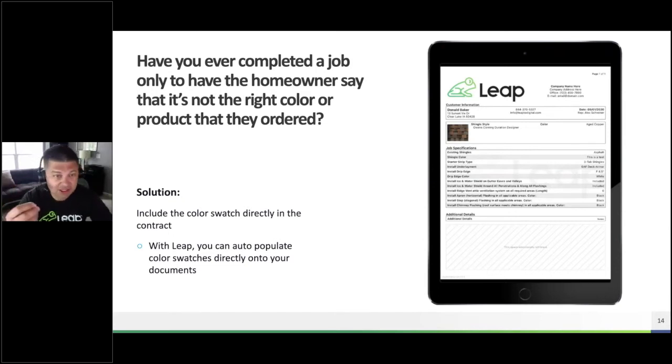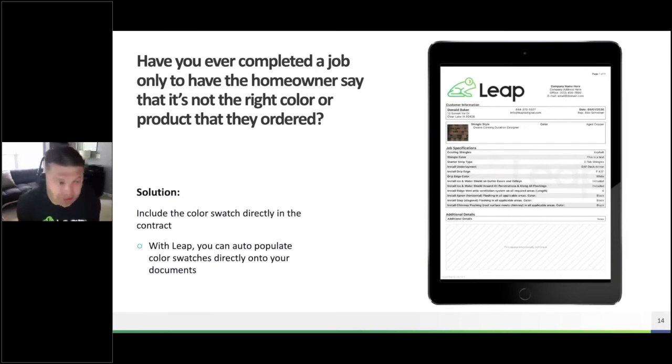So when you send it to the homeowner and they sign off on it, when it comes time for installation and they say, "Hey, that's not the color I ordered," you can literally just point right to their document and say, "That is the exact color you ordered. Here is a color swatch that goes on your documents." I mean, this has saved a ton of butts for customers who are using this, because now they can have full color images of the products on the documents.